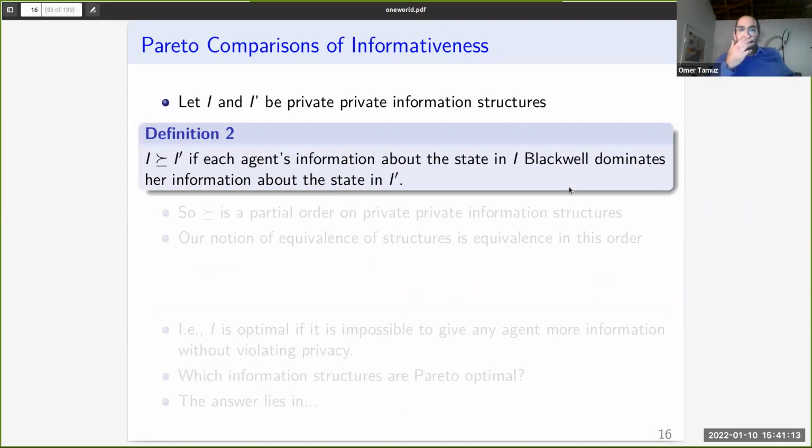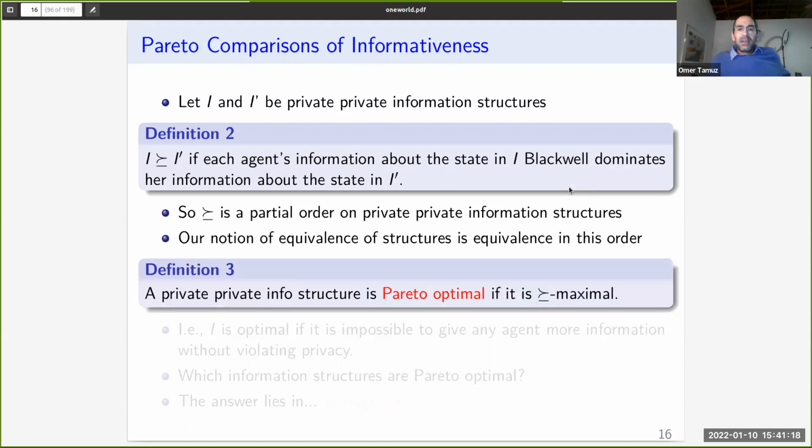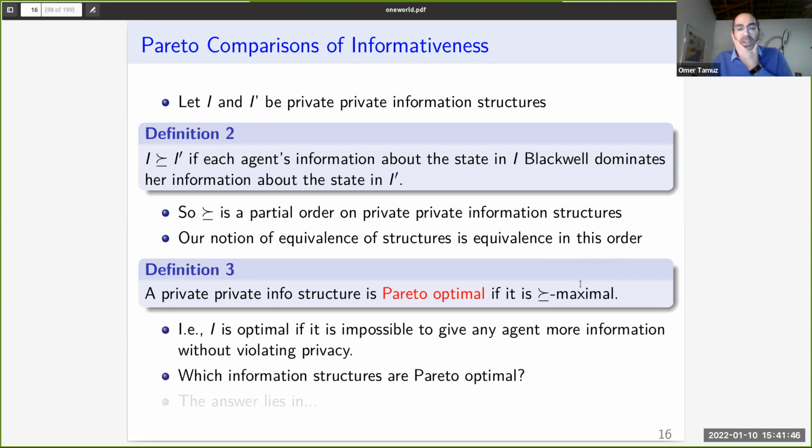So now we're going to look at this notion, and we're going to say that a private-private information structure is Pareto optimal if it's maximal within this partial order. That just means there's no other structure where all players get as much information, and at least one player gets strictly more information. If you're Pareto optimal, you cannot give any one of the players any more information. Okay, and the question is, which information structures are Pareto optimal?